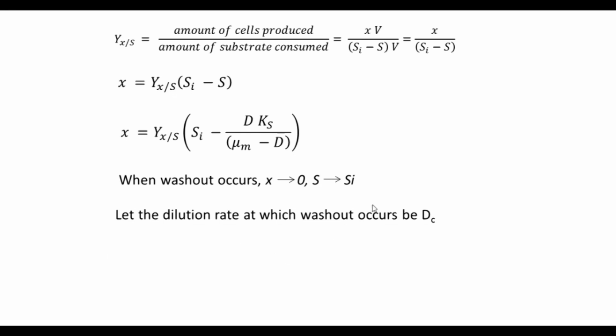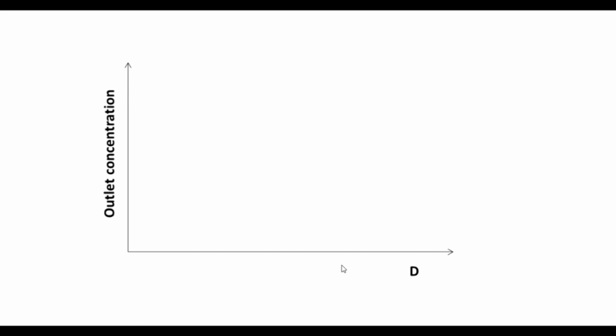Let the dilution rate at which washout occurs be Dc, or the critical dilution rate. From the Monod model, mu m into Si by Ks plus Si must be equal to Dc, because at Dc S tends to Si, the concentration in the inlet stream. Therefore, we are replacing S with Si. Mu m Si by Ks plus Si is Dc, and if we plot the outlet concentration versus the dilution rate, which is this expression, we are plotting the outlet concentration of cells, which is given by this equation.